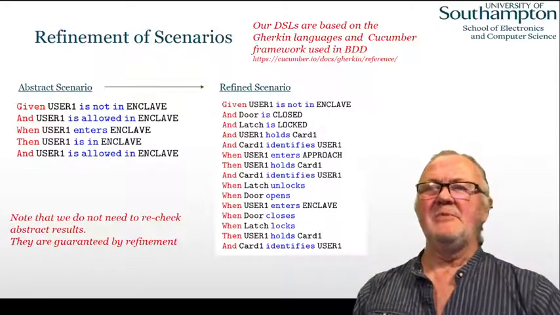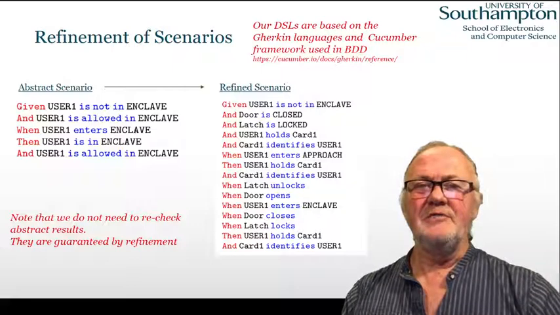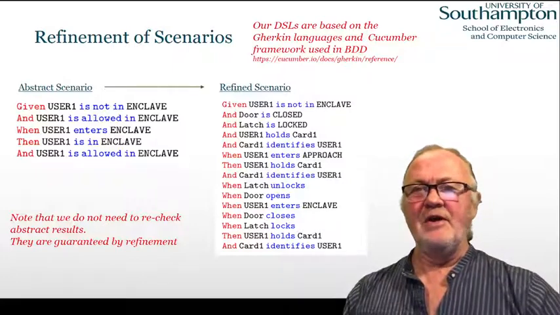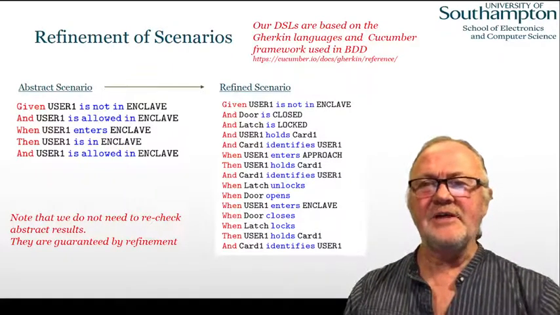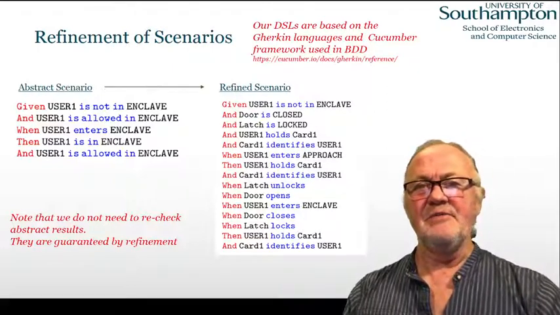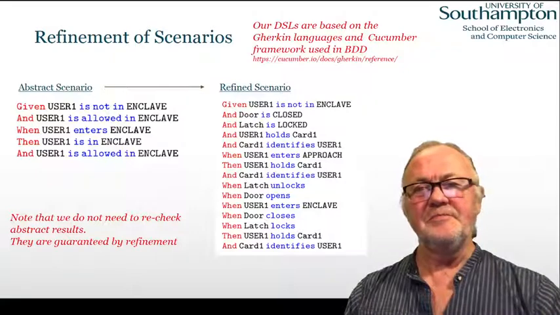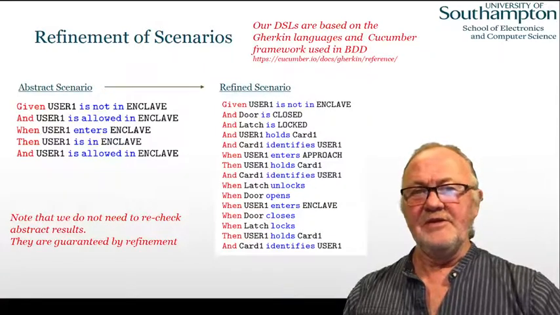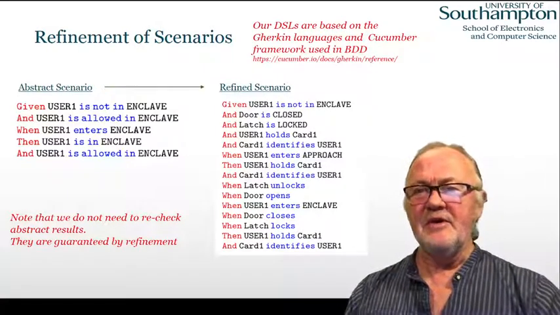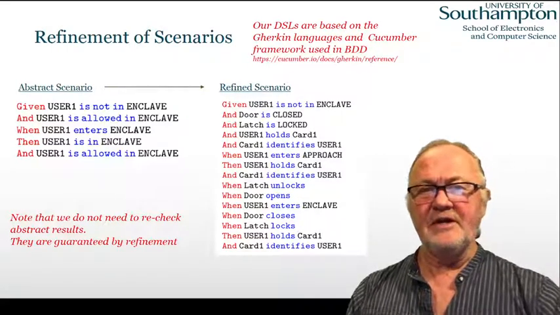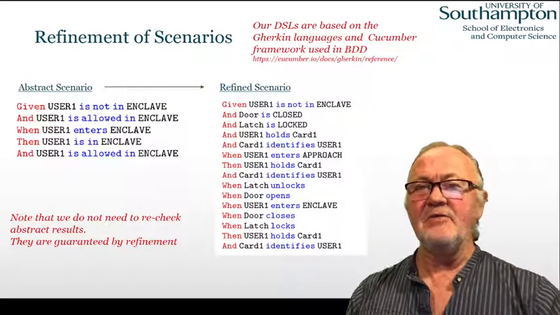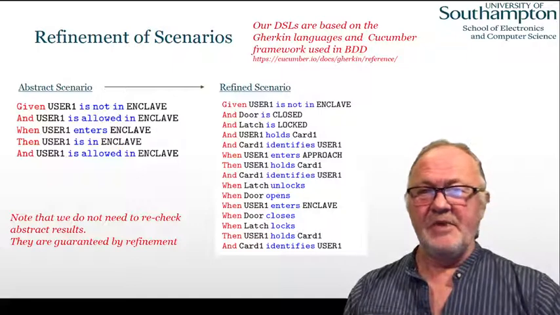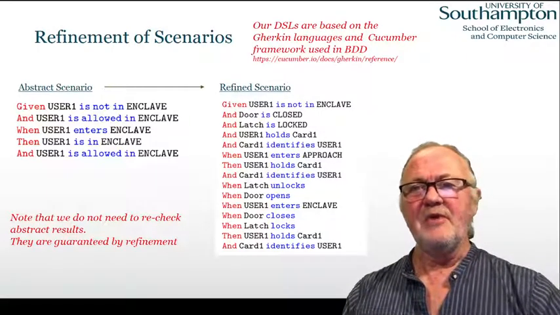So here's an example of an abstract scenario and its refined version for the access control system, written in one of our DSLs. At the abstract level, the scenario simply focuses on whether or not a user is allowed access. But in the refined scenario, this is replaced with the behavior based on checking ID cards. So note that we don't need to recheck the abstract state in the refined scenario, because this is guaranteed by refinement. So, for example, the refined scenario checks the user holds a valid card, but it doesn't check whether the user actually made it into the enclave, because that has been proved by the theorem provers. Our DSLs are based on the Gherkin language, which is part of the Cucumber framework for BDD.